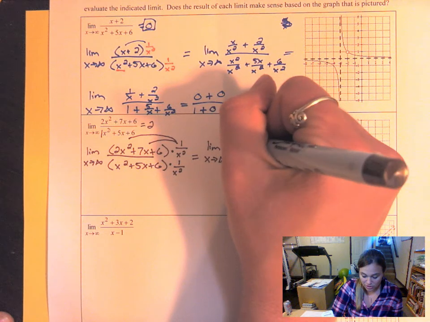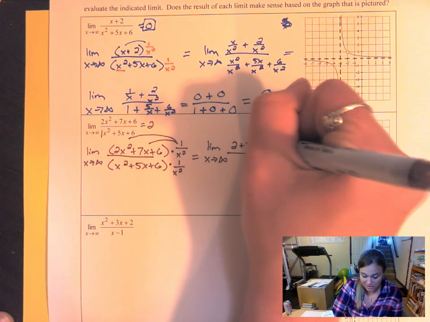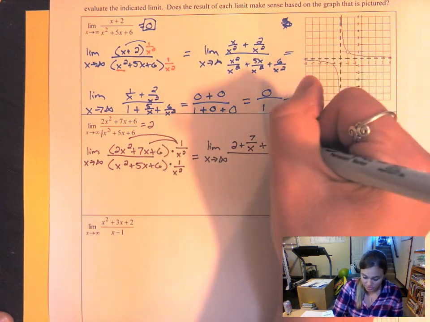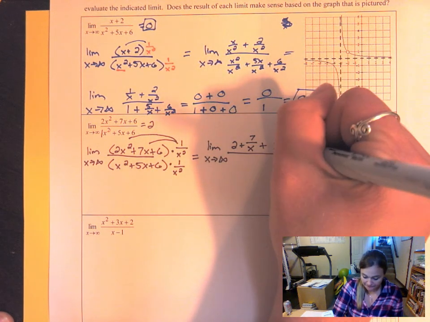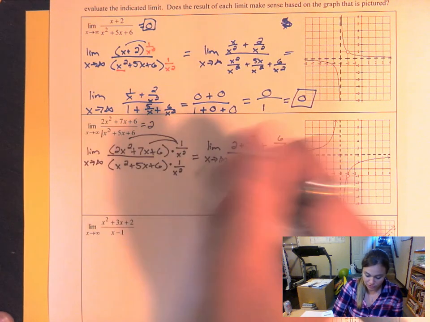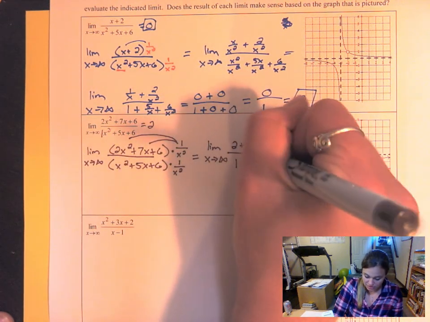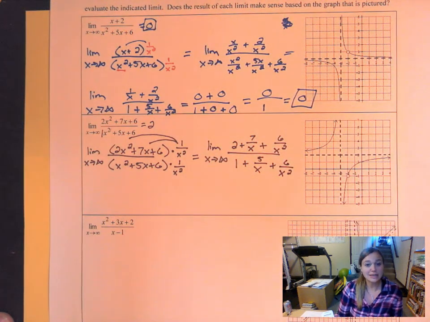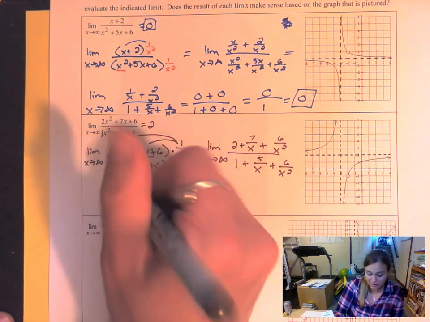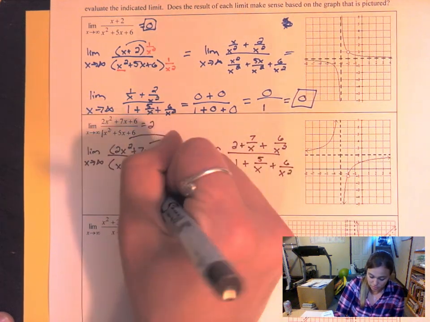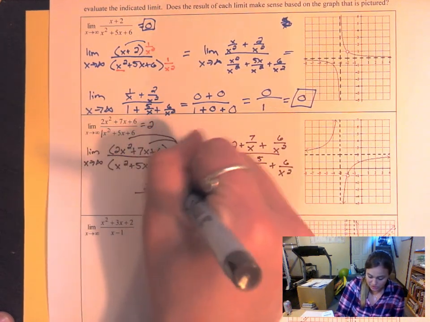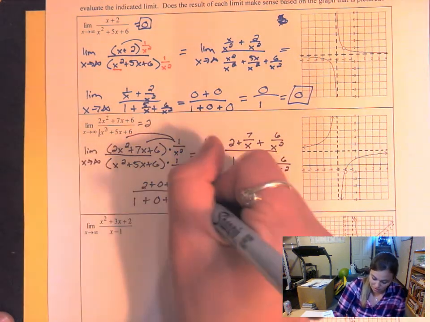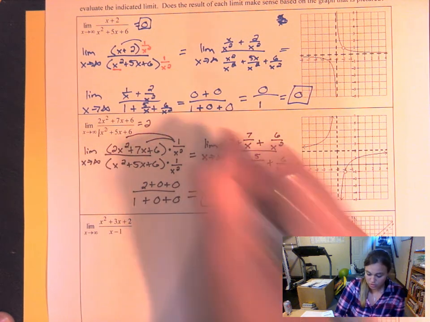7x over x squared would be 7 over x. And if you don't want to simplify all in one and you want to write like we did before, do that. Plus 6 over x squared. In the denominator, x squared over x squared would be 1, plus 5 over x plus 6 over x squared. And now you get to start finding the limits. The limit as x approaches infinity of 2 is 2, plus 0 plus 0, 1 plus 0 plus 0, which gives me a limit of 2.